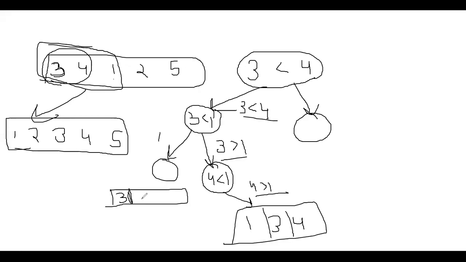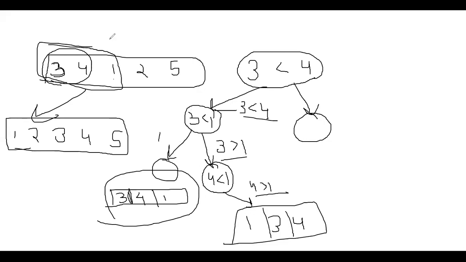Now I have to compare 1 and 4. Let's say in some parallel universe, 4 is less than 1. So my second minimum element will be 4. So this will be my sorting. If these branches were true, if 3 is less than 1, if 4 is less than 1, that's basically how we achieve our sorting.